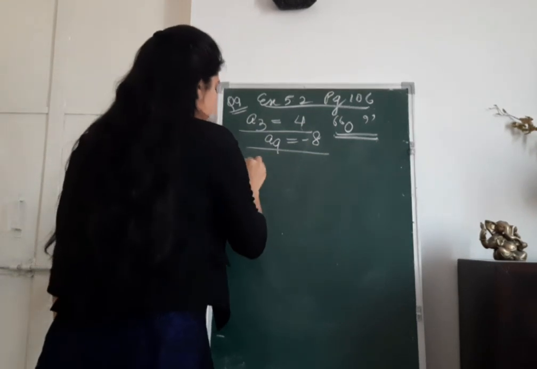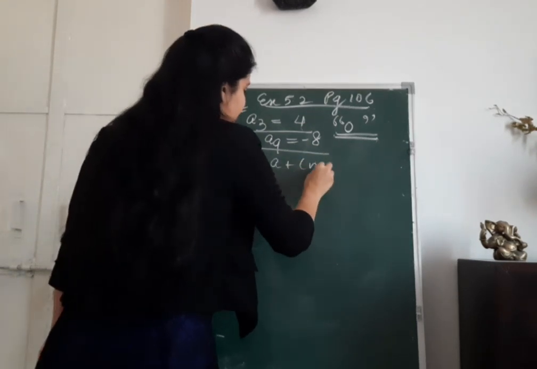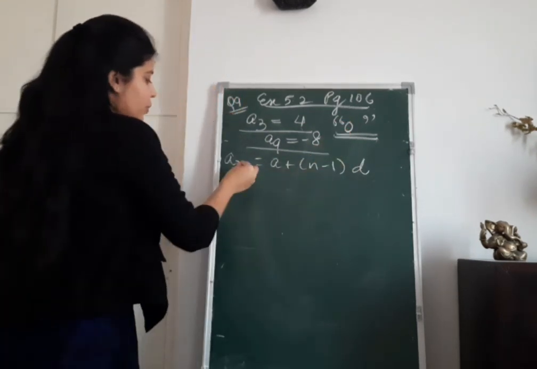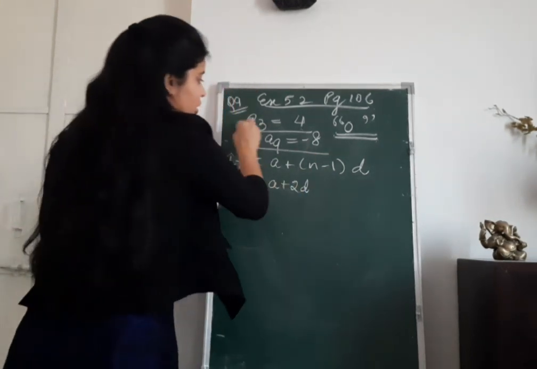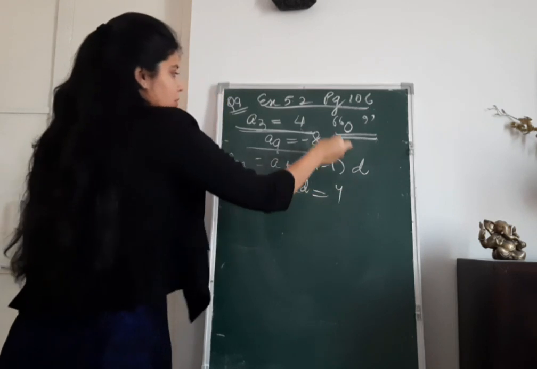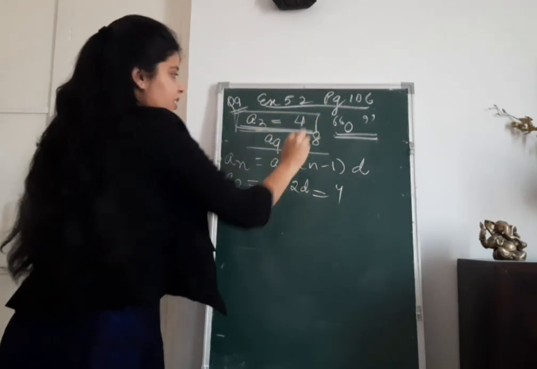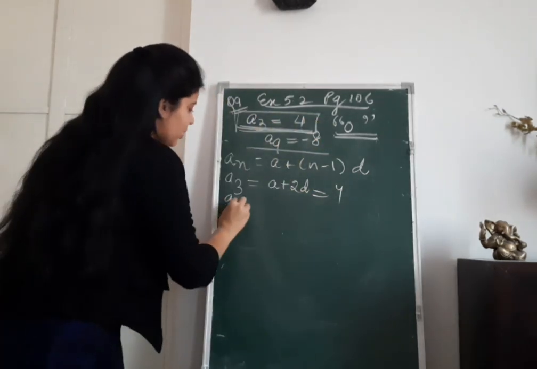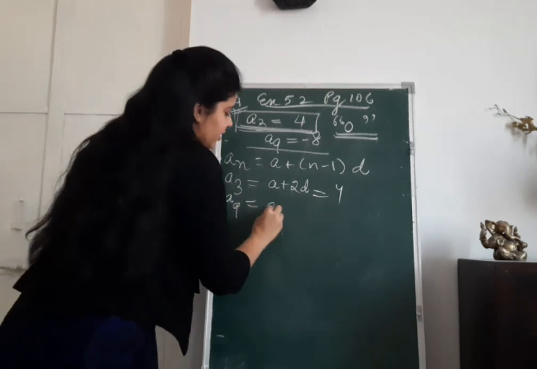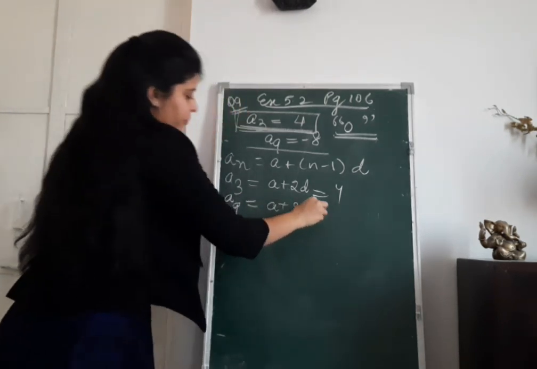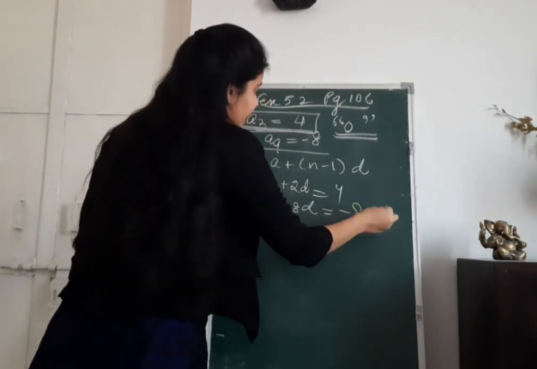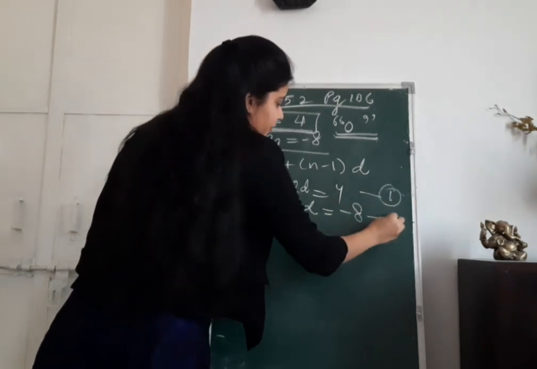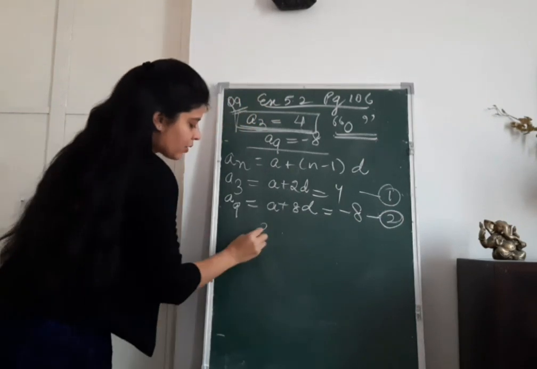See, we have this formula, an is equal to a plus n minus 1 into d. Let's put n is equal to 3, I get a3 is equal to a plus 2d, which is equal to 4. From here I get a3 is equal to 4. In the similar manner, a9 is equal to a plus 8d, n is equal to 9, and I get this equation which is equal to minus 8. This is first, this is second.